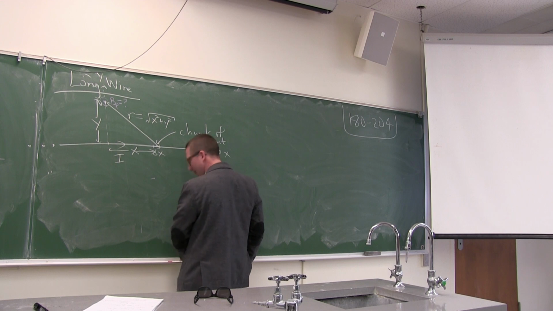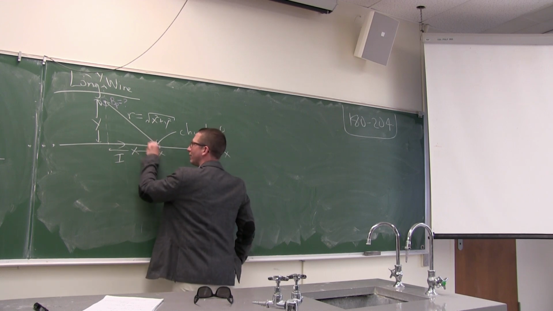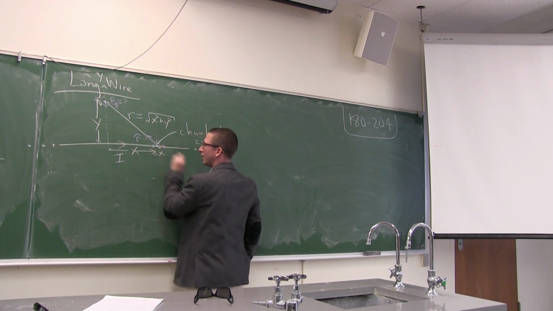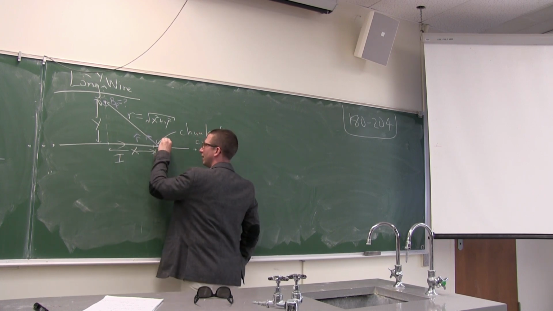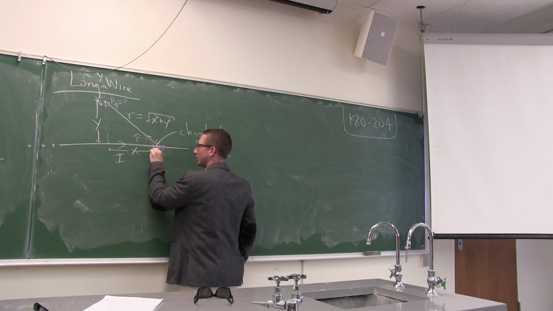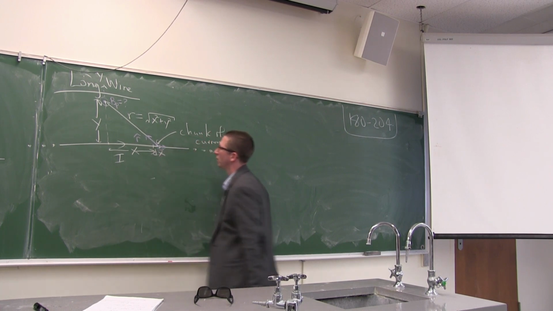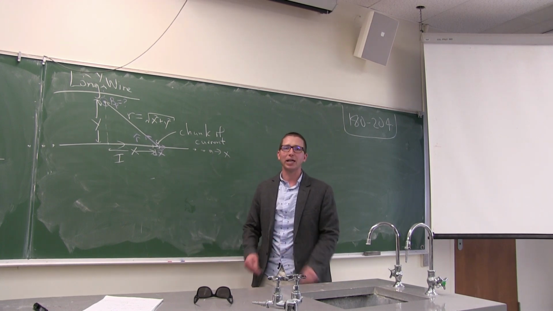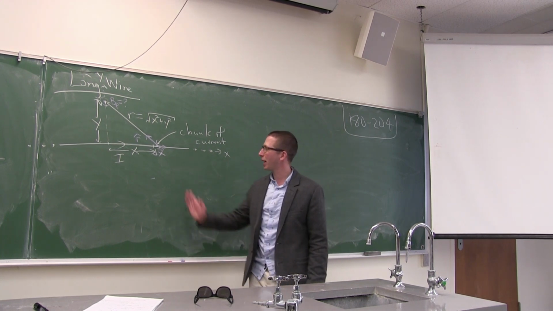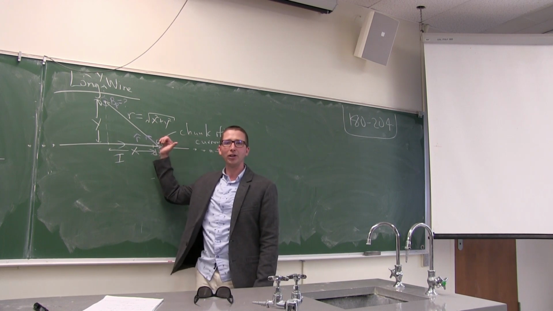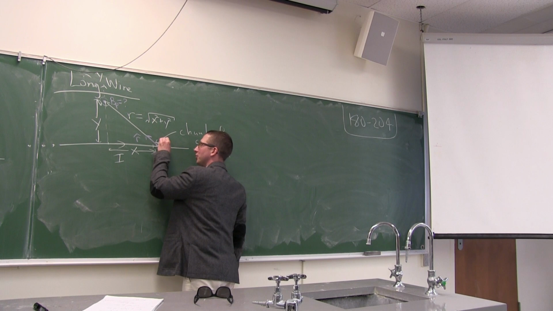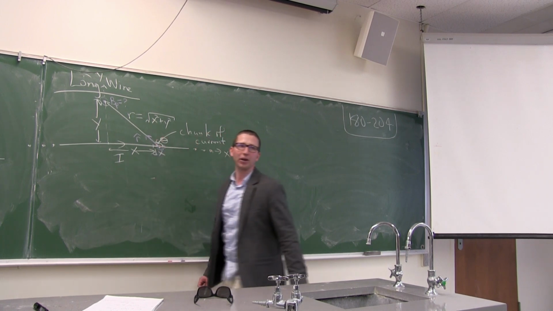Now here's my little r hat vector. And here's my little dx vector. So what the Biot-Savart Law says is, if I take the cross product of dx and r, I'm interested in the angle between the two. So I'm interested in that angle right there.